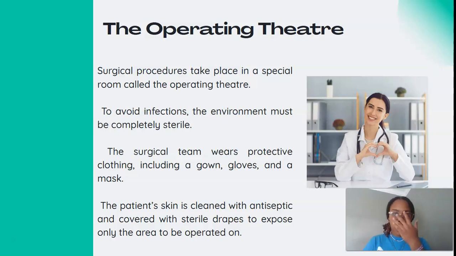The operation theater. Surgical procedures take place in a special room called the operating theater. To avoid infection, the environment must be completely sterile. The surgical team wears protective clothing, including gown, gloves, and a mask on the face. The patient's skin is cleaned with antiseptic and covered with sterile drapes to expose only the area to be operated on.